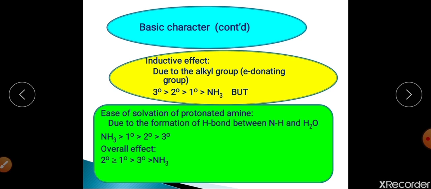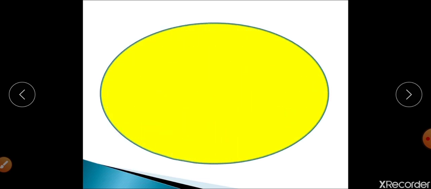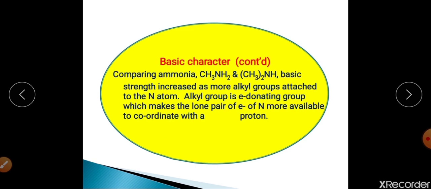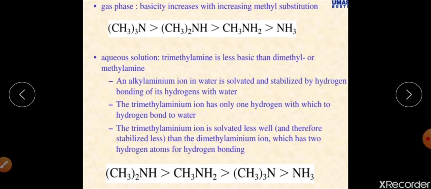So here the solvation effect is particularly operating in comparison to the inductive effect of the tertiary amine, and then finally we come to ammonia. So this is the actual order of basicity in the case of amines containing only CH3 groups, right? This is containing only CH3 group. If it has a different group than CH3, then the basic character will be somewhat different.